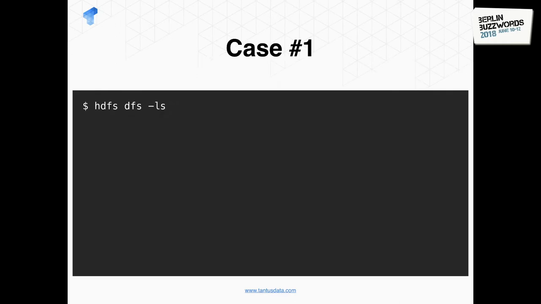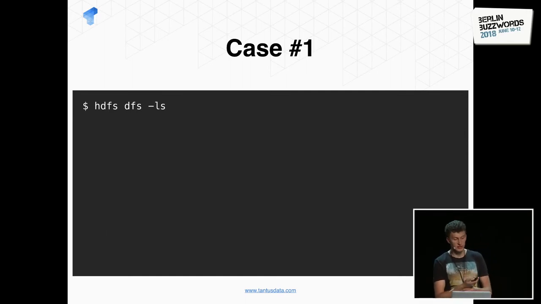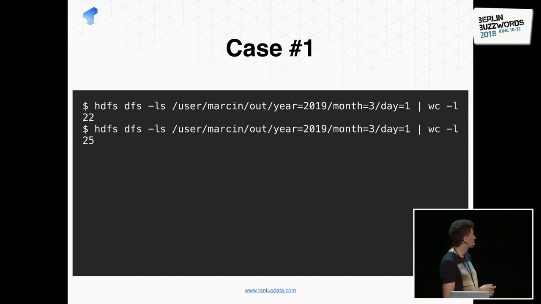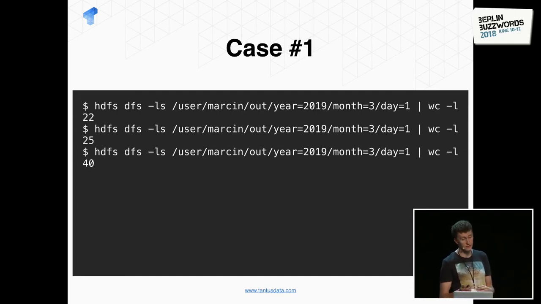So you go to HDFS, and you list the directory where you expect the output. So you list the content of this directory, for instance, and you want to count the number of files there, and you get the result 22. And like 1 minute later, you run it, and you notice that there is a difference, it's 25. And after some time, you run it, and you can see that basically the number of files in the output directory is still growing. So what is going on?